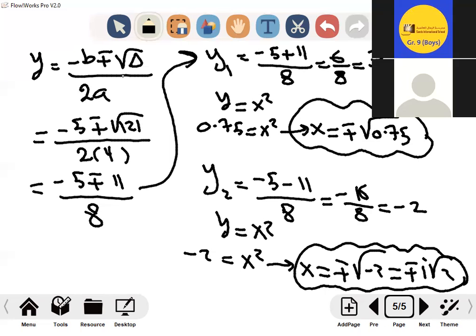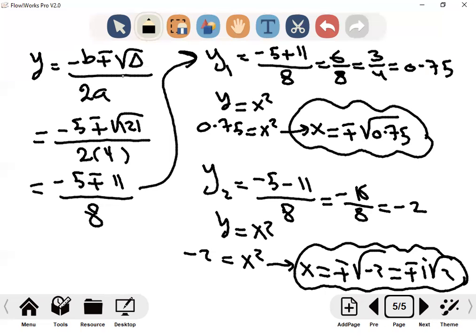Do you understand? So, of course, in your book, if you see your book in the example, at the end, the solutions are square root of 3 over 2. What's this? This is the 0.75, which we did. Do you understand? And i square root of 2, negative i square root of 2. Okay? Let's go to the check.